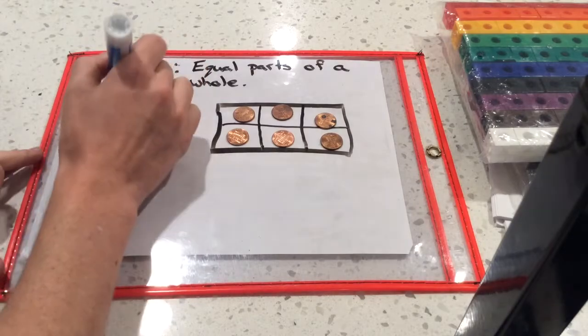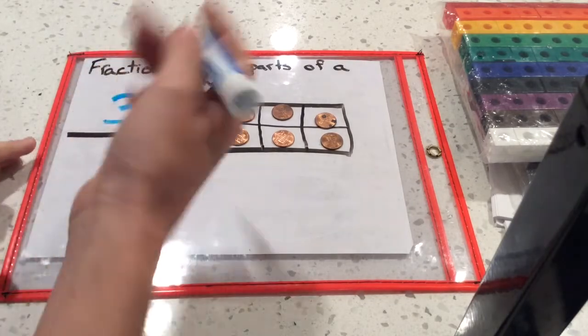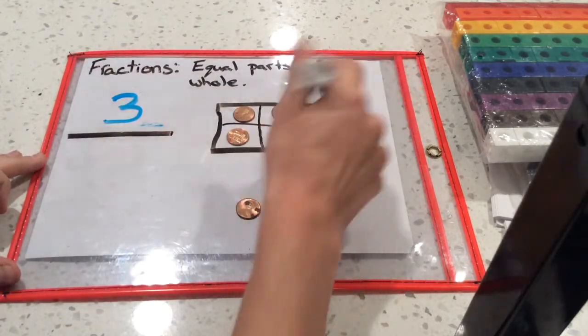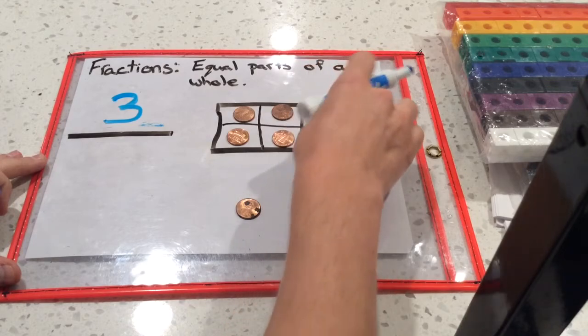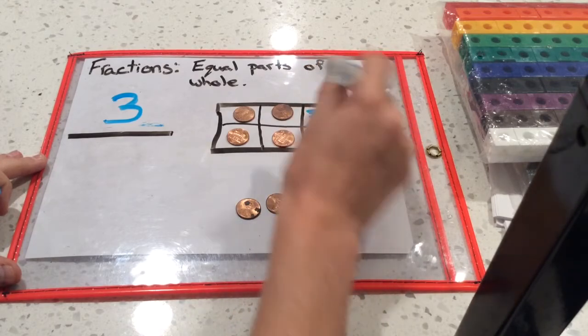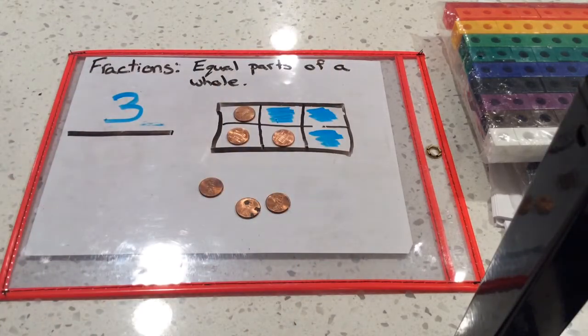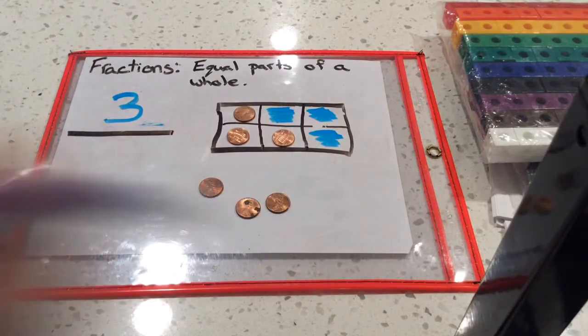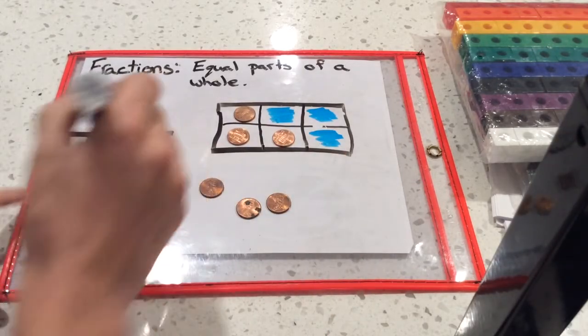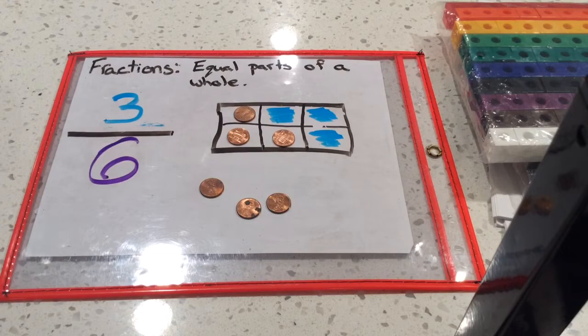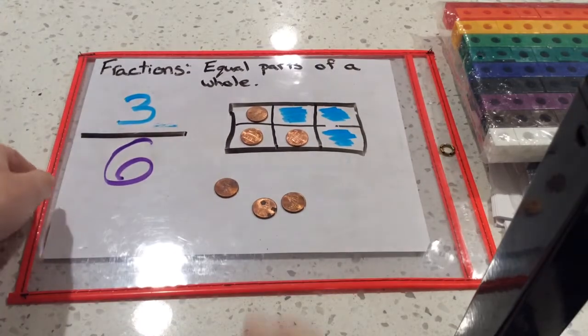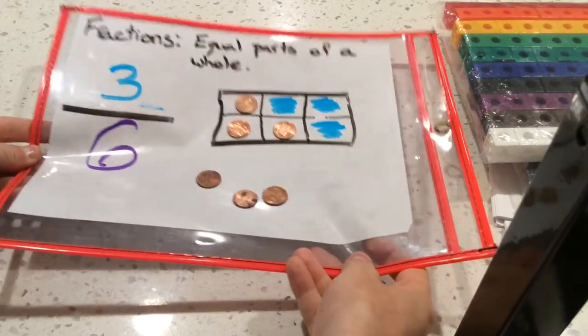So I know that my numerator, how many pieces were shaded in, was 1, 2, 3. And the total amount of pieces that this whole was cut into was 6 total pieces.